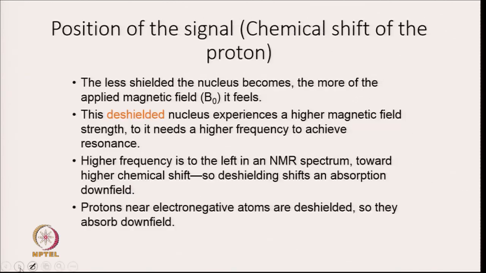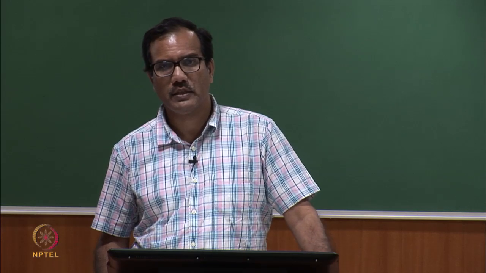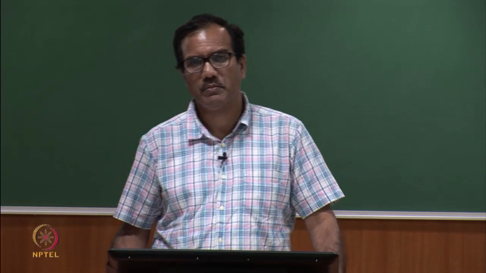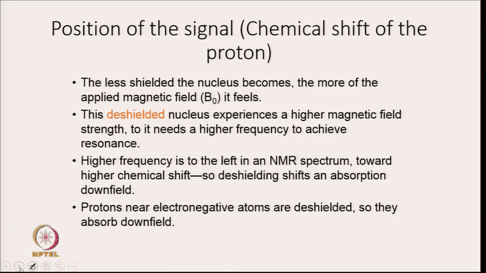Now, the second feature of the NMR spectrum is the position of the signal, which is basically the chemical shift of the proton. So, the chemical shift of a proton also gives an idea about the functional group.